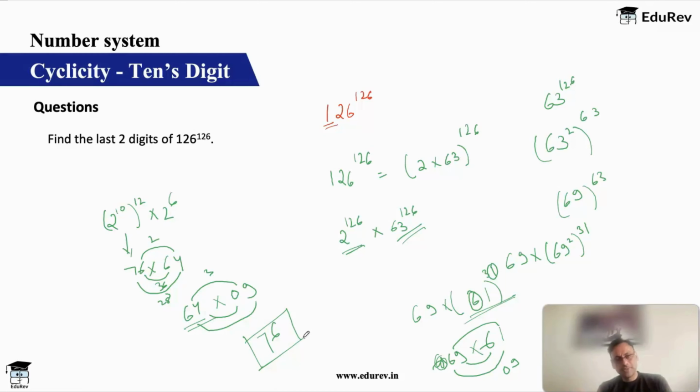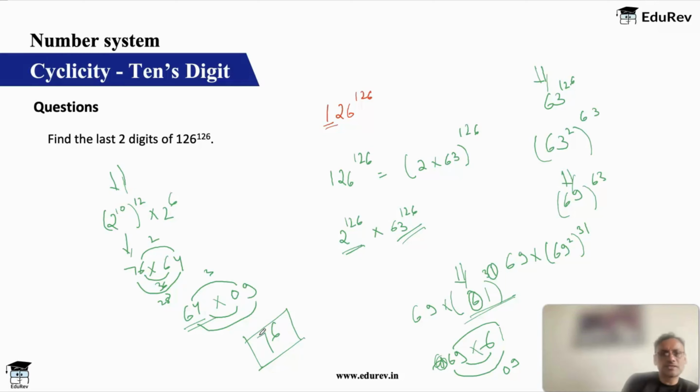Okay, so it's a longish method, but you have used all the concepts. You have taken out 2, so you have used the concept of 2. 63 you have taken out, 63 you converted using squaring it, you converted it to 9, 9 squaring it, you converted it to 1, and then you used the concept of 1 to get the answer.